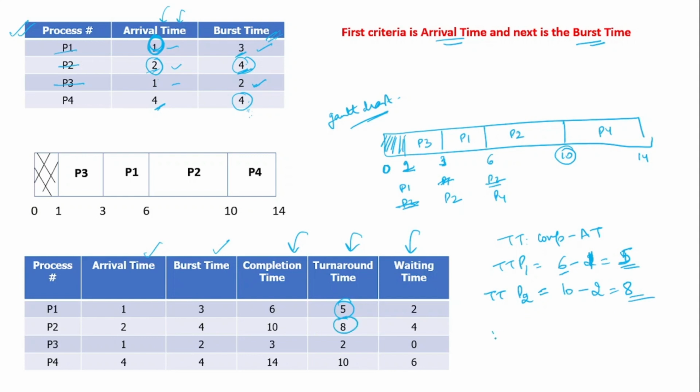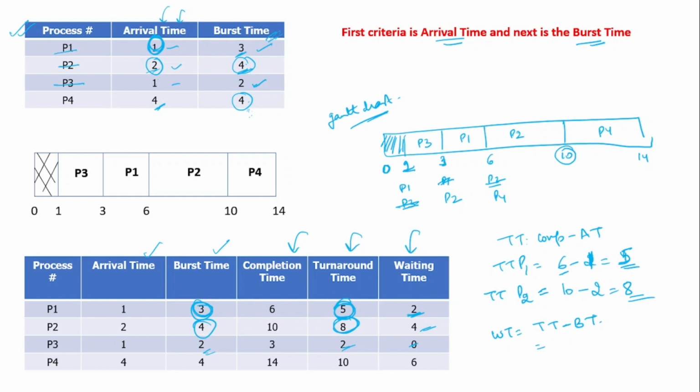And waiting time would be what? Waiting time would be the turnaround time minus the burst time. So waiting time of, let's say, P1 process is turnaround time, which is 5, minus the burst time, which is 3. So 5 minus 3 is 2. 8 minus 4 is 4. 2 minus 2 is 0. So that's how you calculate the turnaround time of all the processes.